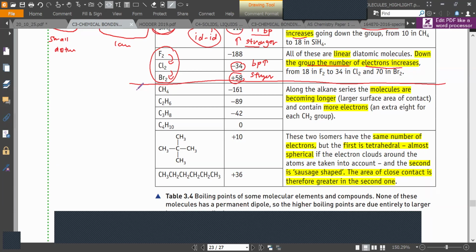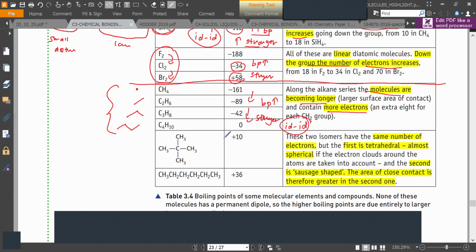And then this one is a carbon chain. We can see that with a longer carbon chain, they have more electrons. So again, the boiling point increases, because they have a stronger instantaneous dipole, induced dipole.